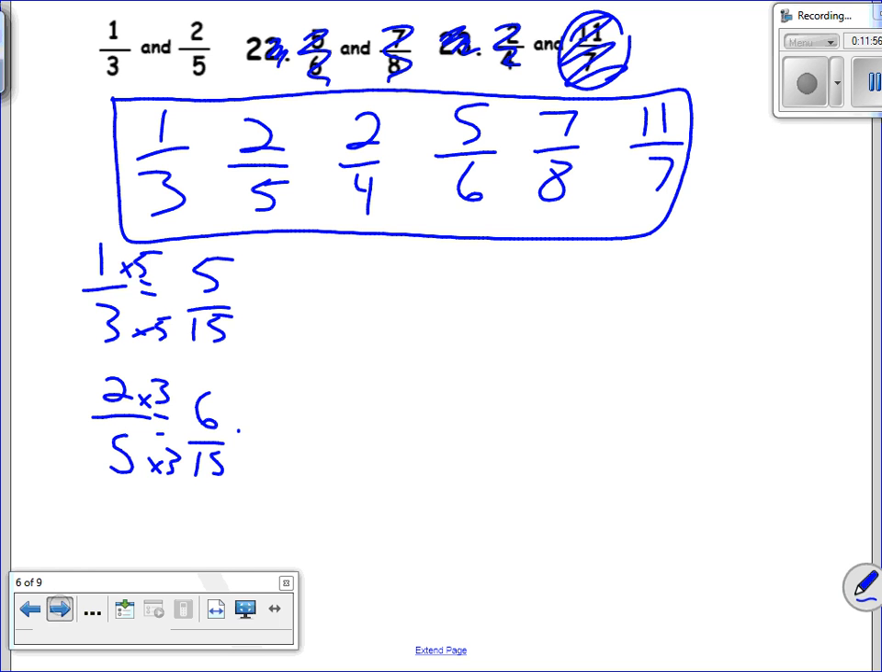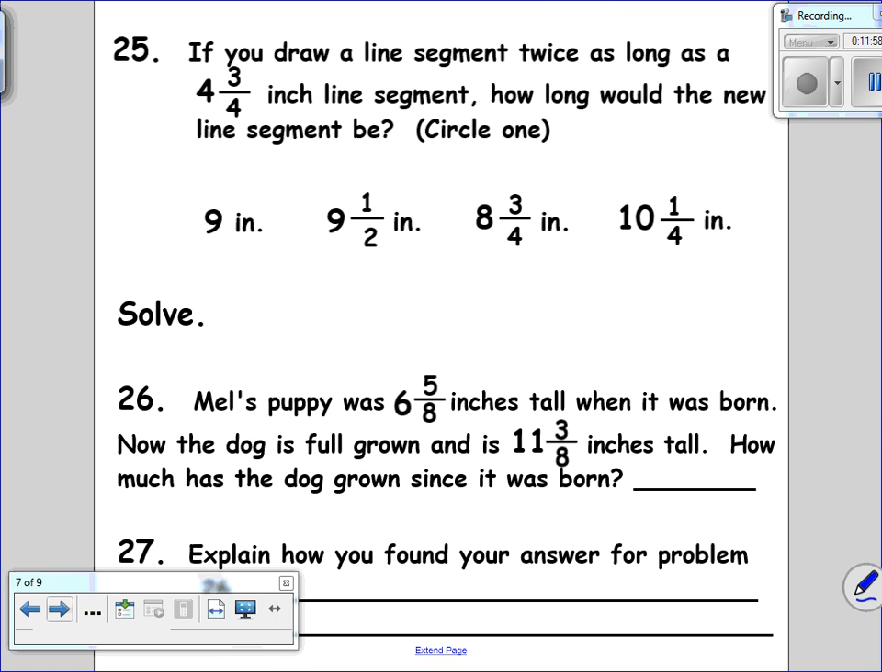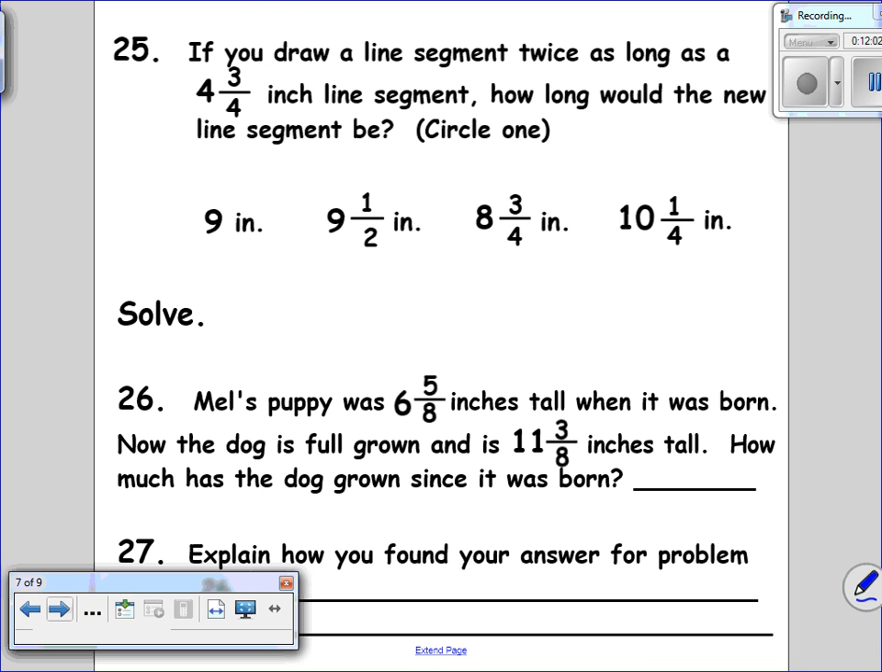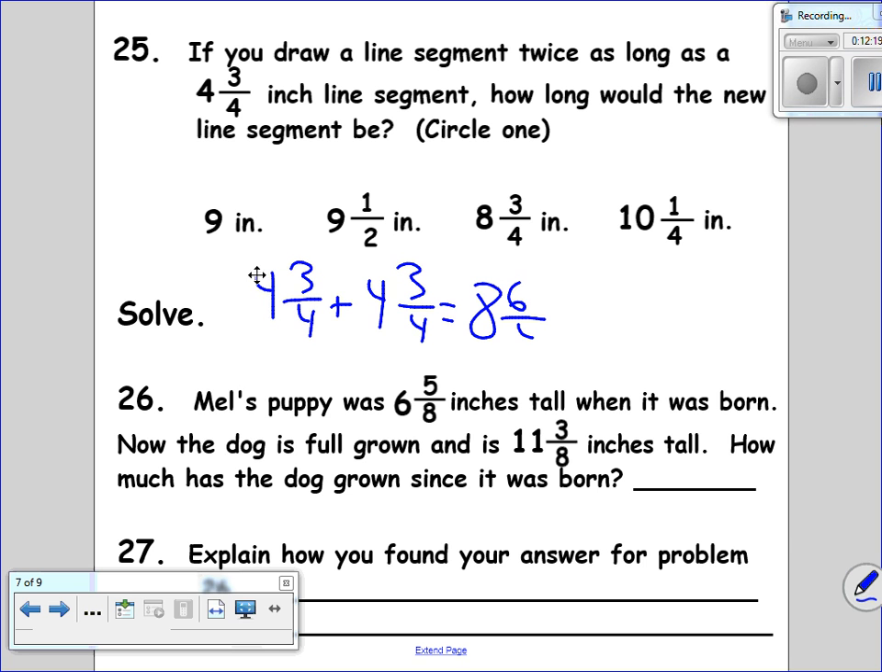Okay? Next problem. Just want to make sure I didn't skip any problems here. I didn't. If you draw a line segment twice as long as 4 3/4, how long would the new line segment be? So let's watch closely. We're going to go twice as long, so we can go 4 3/4 plus 4 3/4. I'm going to add these up. I'm going to get 8 6/4.